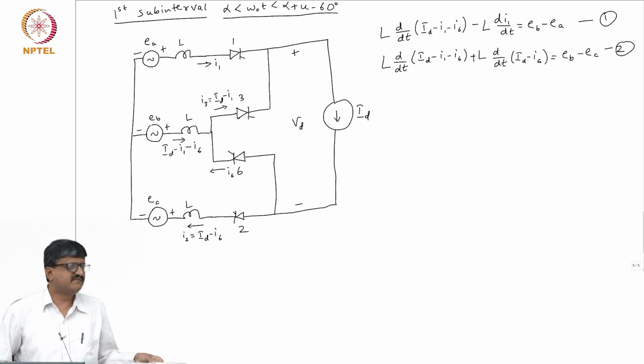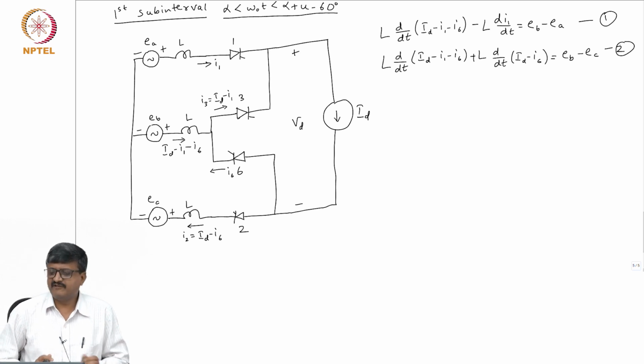These are two linear equations, straightforward to solve. Okay. So, solve for I1 and I6.